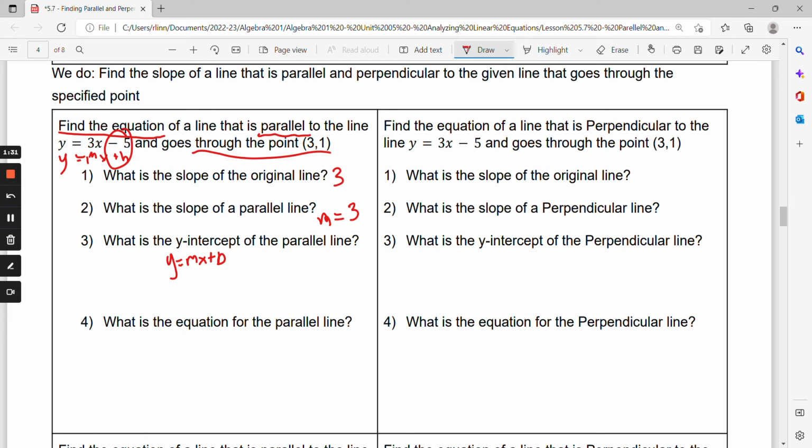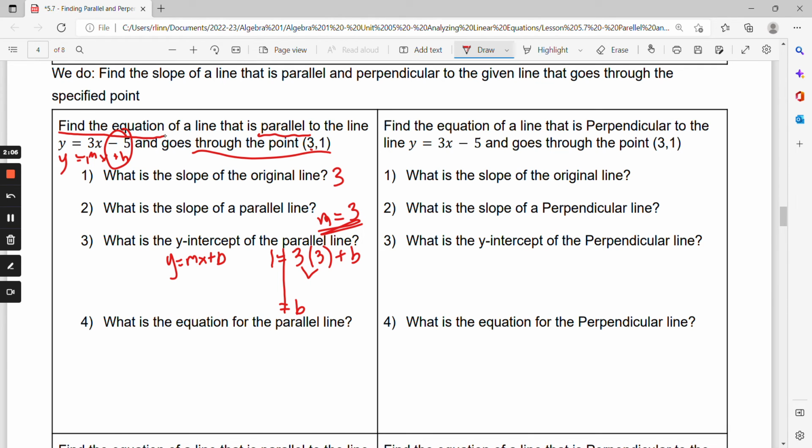So I can work backwards from that solution by substituting in the ordered pair. My 1 is my y value, so in place of y, I'm going to say 1 equals. My slope, I just identified as 3, so 1 equals 3 times 3. My x value is also 3, plus b. So I have 1 equals 3 times 3 plus b. Now I just need to solve for b. I've got a one variable equation here, so I need to isolate the variable and get it by itself.